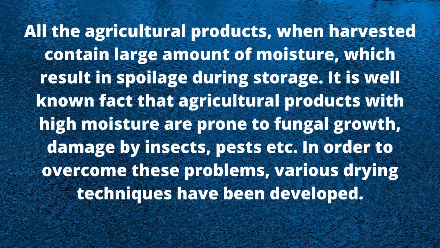And the chemical treatment. All the agriculture products, when harvested, contain a large amount of moisture, which results in spoilage during storage. It is a well known fact that agriculture products with high moisture are prone to fungal growth, damage by insects, pests, etc. In order to overcome these problems, various drying techniques have been developed. Depending on how the solar energy is collected and utilized to dry the products, various drying modes are there.